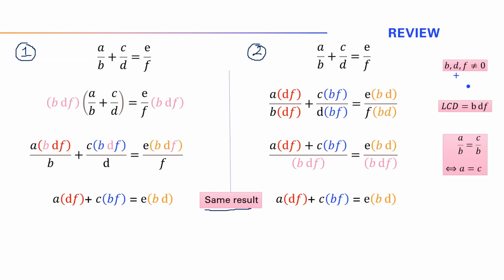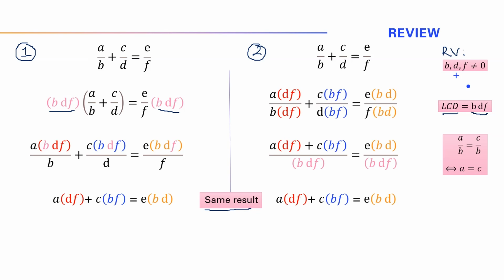We see that the rational equation has B, D, F in the denominator, so the restricted values are B different from 0, D different from 0, and F different from 0. We find the least common denominator by taking one of each factor, so we have BDF as the least common denominator. In the first method, we multiply both sides of the equation by the least common denominator, BDF, here and here, right?